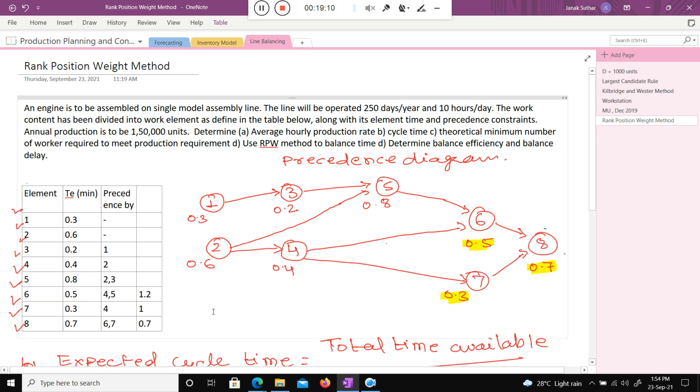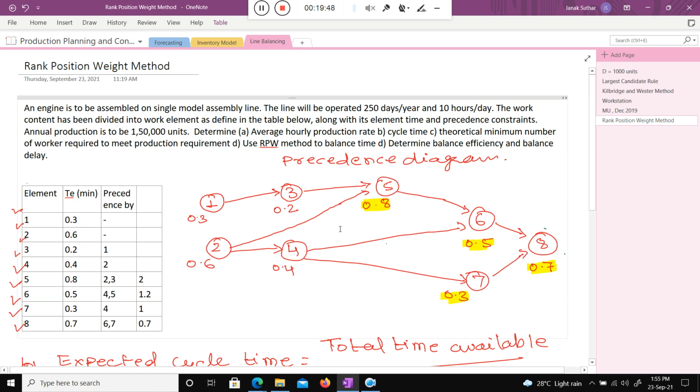If you understood this, then you can easily design the workstation, no issue. The next point is 5. For 5 I need to calculate. So from 5 to the end point, how can I go? Only one path is available: 5 to 6, 6 to 8. In this particular path, you need to add the time of the work elements that come. So 0.8, 0.5, 0.7. Just add all these three and let me know what will be the weight for 5. 2. Okay, everyone getting 2?